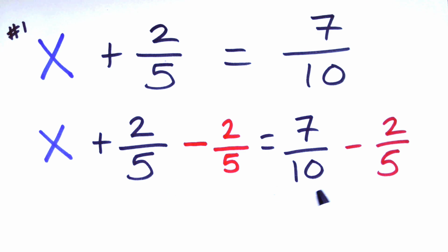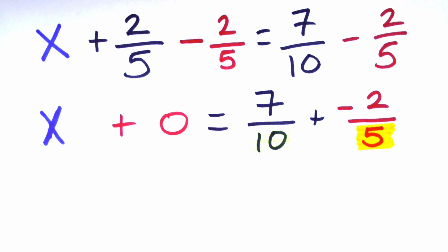Let's go over to the right side. 7/10 plus a negative 2/5, or 7/10 minus 2/5, same thing. Are those denominators the same? No, they are not. So I've got to do something to one fraction or both of these fractions in order to get the denominator the same. Okay, so I want to just show you 2/5 plus a negative 2/5 is 0, leaving x all by itself. 7/10 plus a negative 2/5. The denominators are not the same, so I cannot add or subtract these fractions.